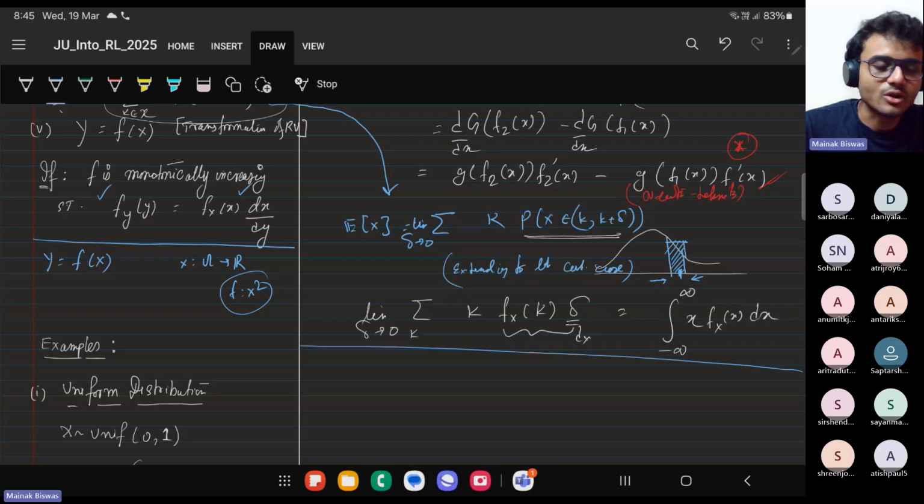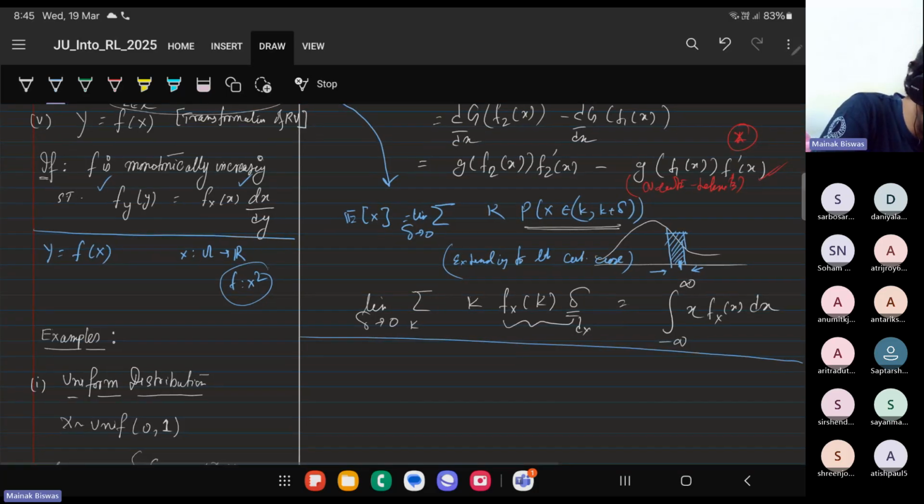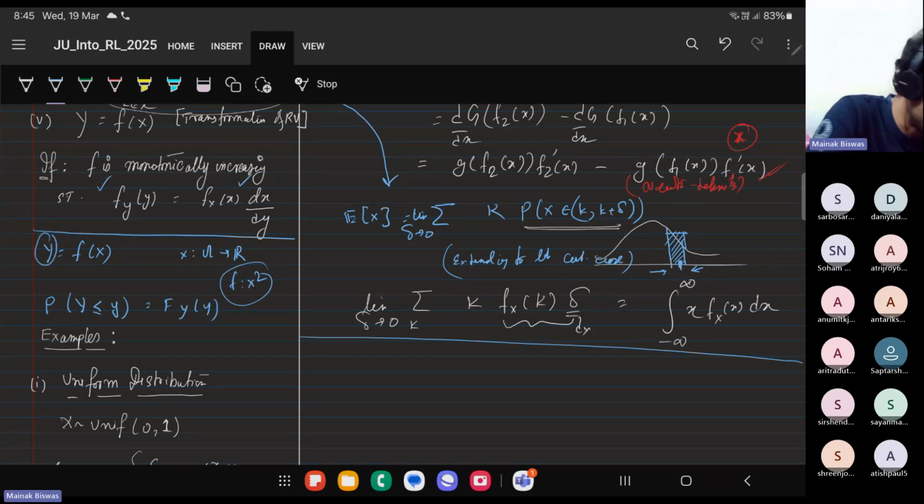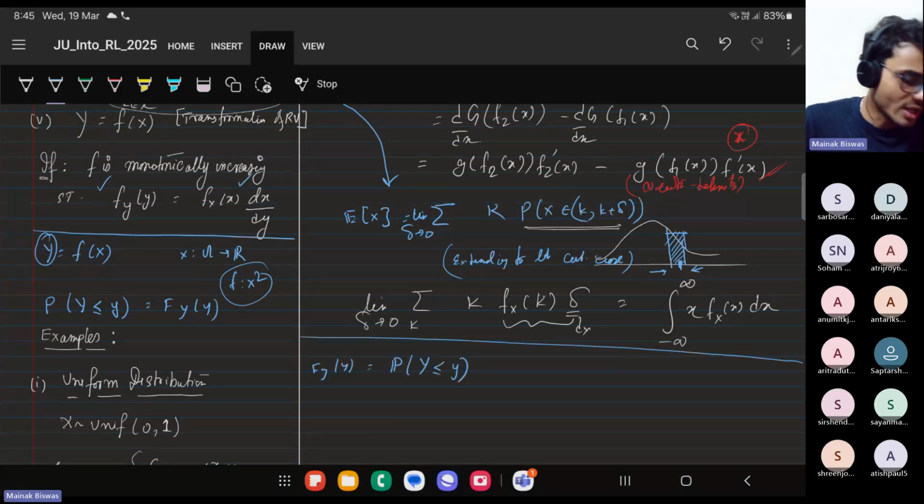Always when there is this type of question, try to start with the basic definition. That is, probability of y less than y is F_Y of y, yes or no? Do you agree? Y is a random variable again. Any questions? I just found the CDF of y.